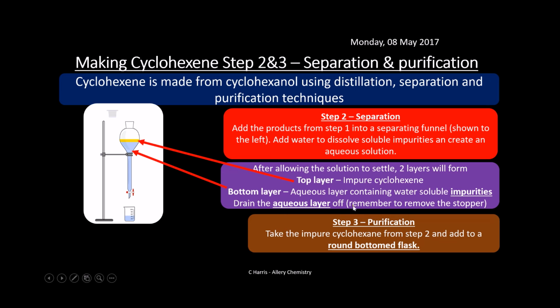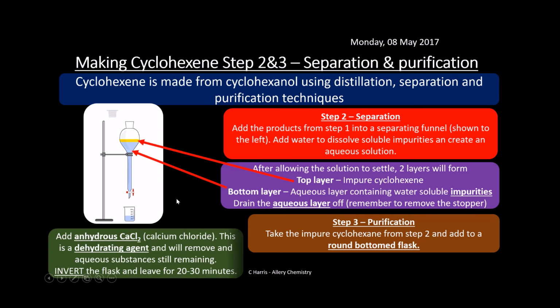And the last step, really, step 3, is to purify it. So once we've got our product in there, we're going to take this impure cyclohexene, okay, from step 2. So that should say cyclohexene, not ane. Okay, from step 2, and add it to the round-bottomed flask.